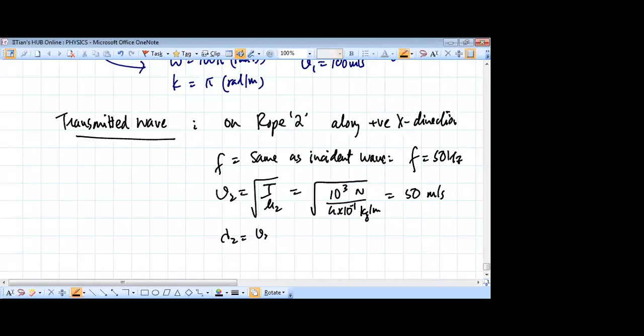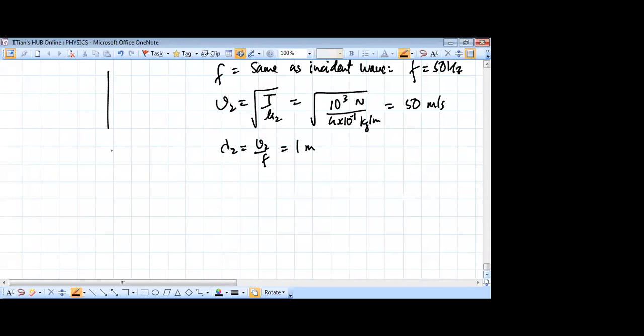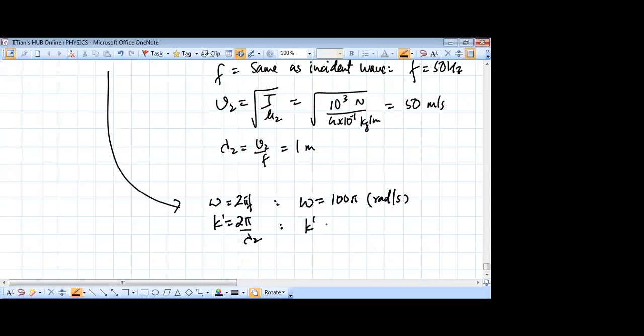So its wavelength will become 1 meter instead of 2 meters. So this one, the transmitted wave, will have an omega once again the same as the other two, 100 pi radians per second, but it will have a k which is different. It will be 2 pi by lambda 2. So its k, let's say k prime, becomes 2 pi radians per meter. So this wavelength is 1, that one wavelength was 2. And obviously wave speed is 50 meters per second. So we got all that.